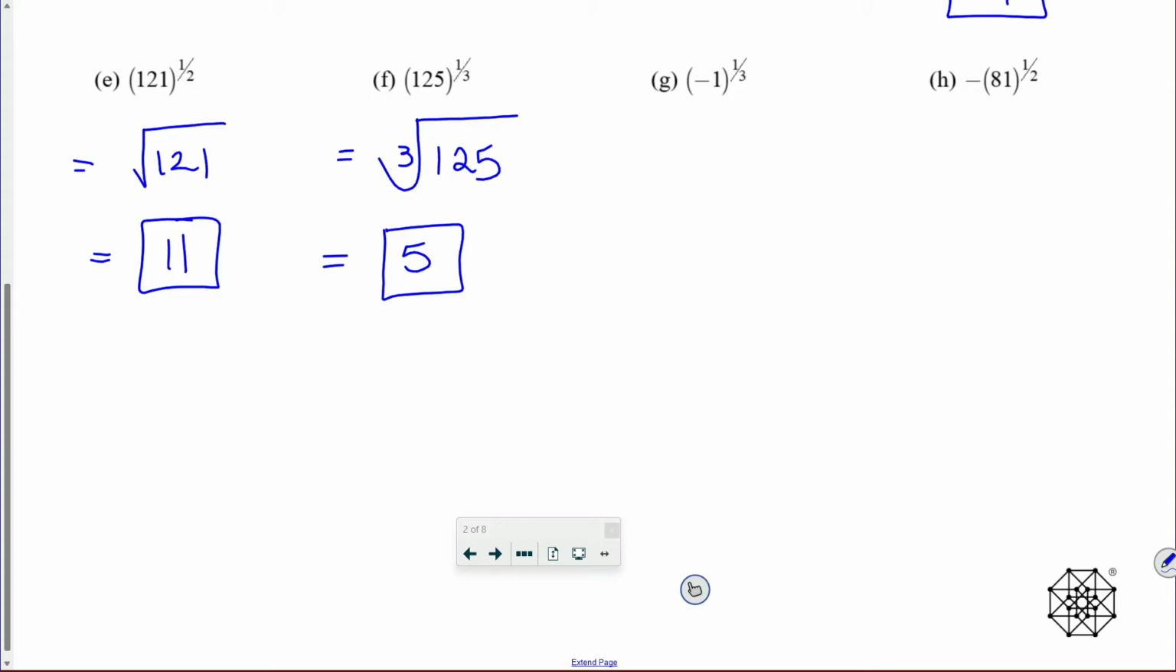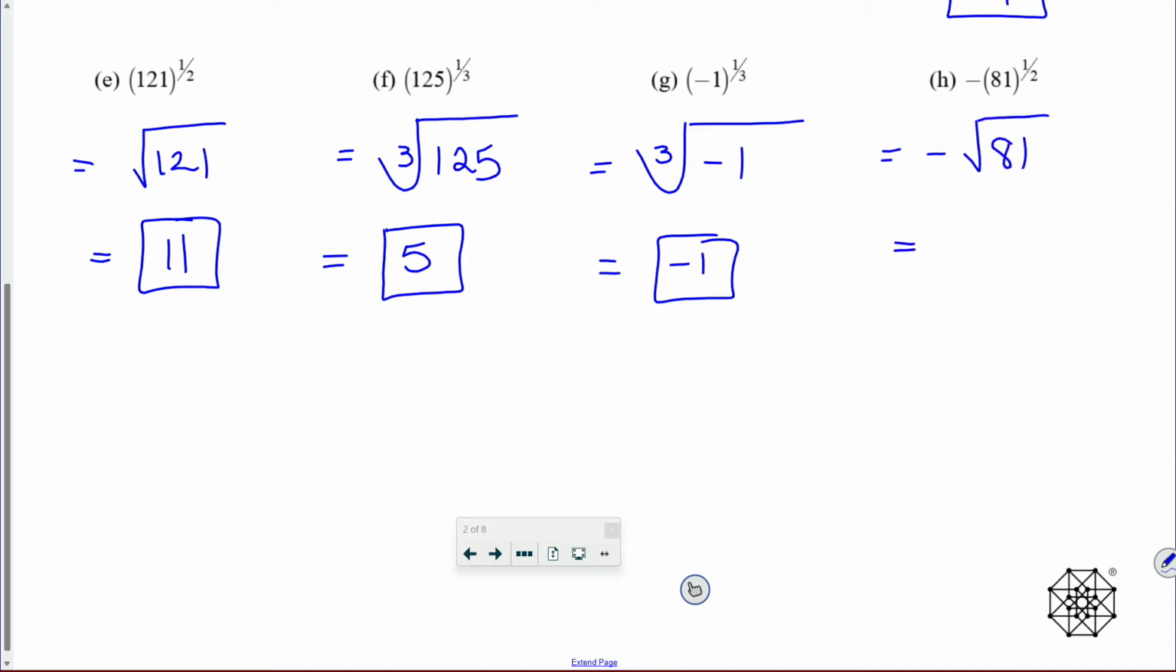Negative 1 to the 1/3 is the cubed root of negative 1, since negative 1 times negative 1 times negative 1 is negative 1. The cubed root of negative 1 is negative 1. And this one, remember, exponents come before multiplication by negative 1. So this is negative square root of 81, and that's equal to negative 9.